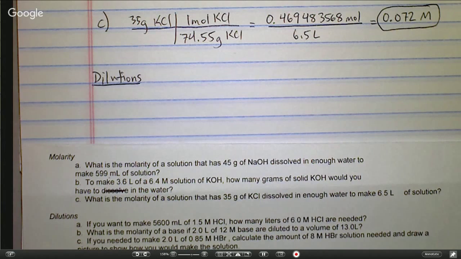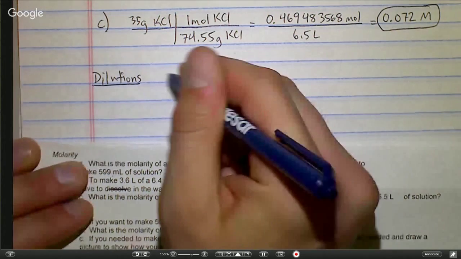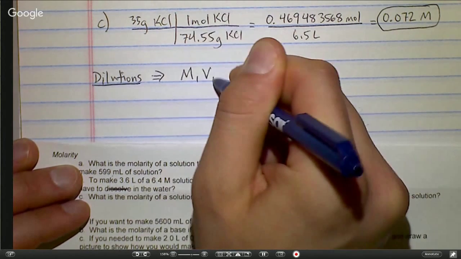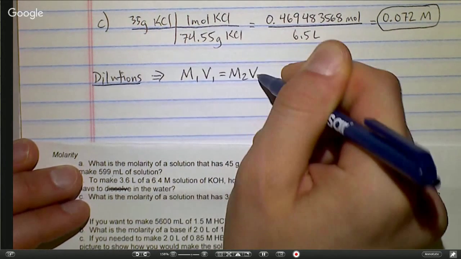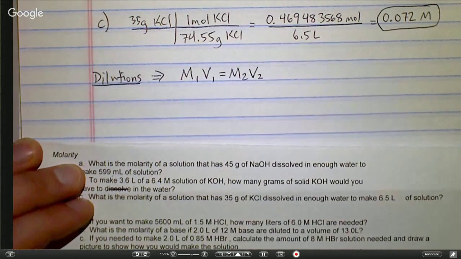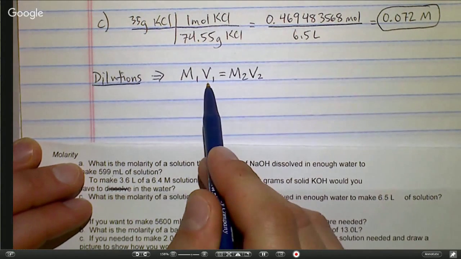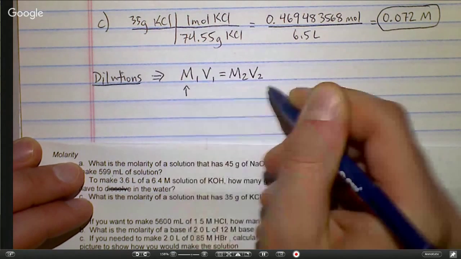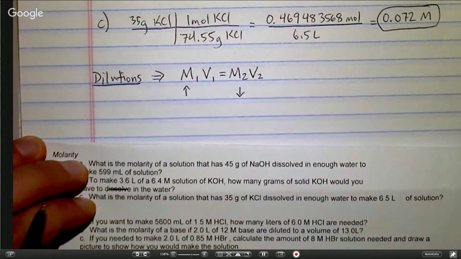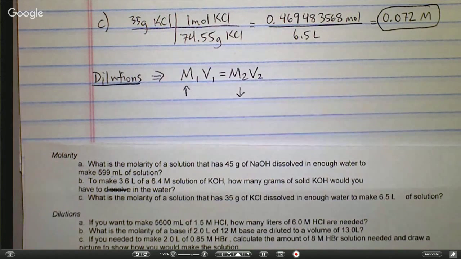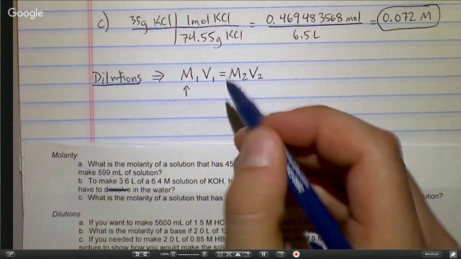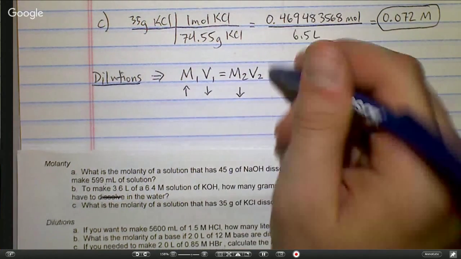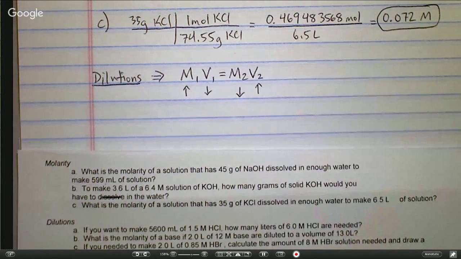Okay. All right, dilutions. When we look at dilutions, we look at an equation something like this: M1V1 equals M2V2. Typically, our M1V1 is what we initially start with. So M1 should be high, while M2 should be low because we're diluting the concentration. We're making it smaller. And then as a result, we typically take a small volume of that high concentration and dilute it to a larger volume.